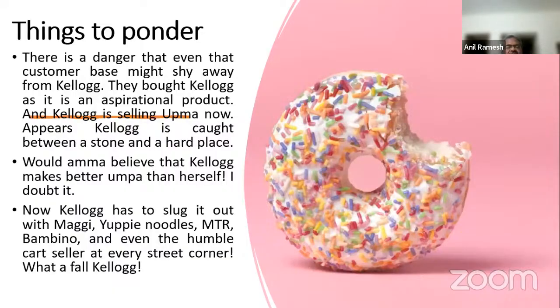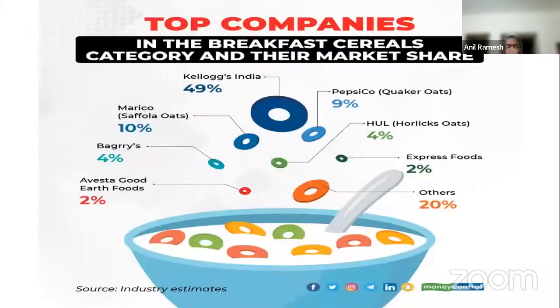Appears that Kellogg's is caught between a stone and a hard place. Would my mother, my Amma, believe that Kellogg's makes better upma than herself? I doubt it. My mother or my wife can make better upma than any Kellogg's chef who has been trained in whichever hotel management institute in the world. Now Kellogg's has to slug it out with Maggi, Hippie Noodles, MTR, Bambino, and even the humble cart seller at every street corner.